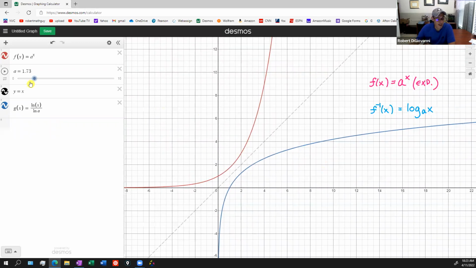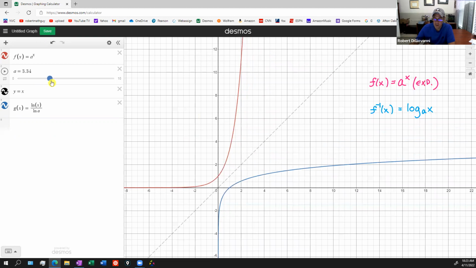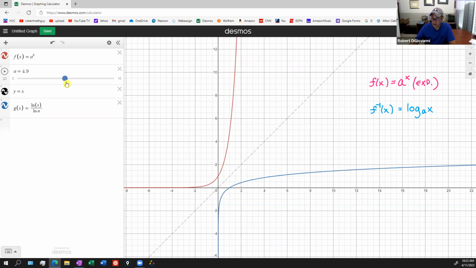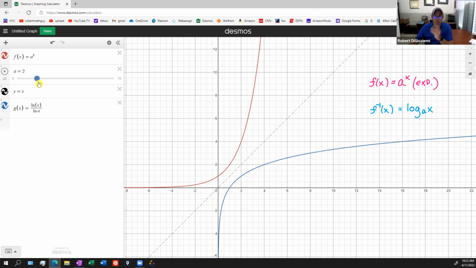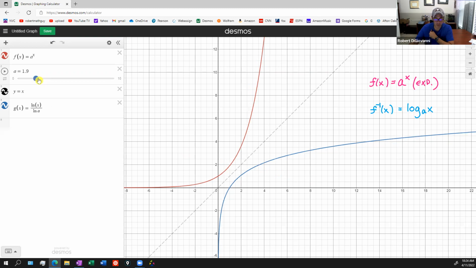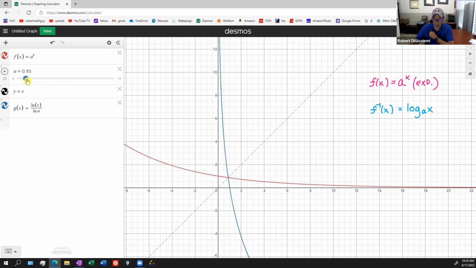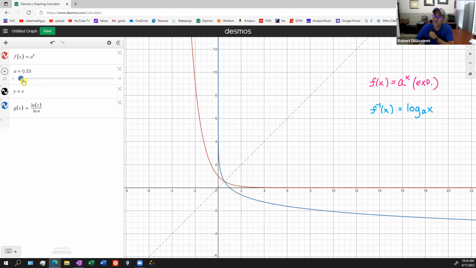Now watch what happens when I change a. The bigger a gets, the more rapid the growth is. Look how it changes the log. See that? Now, do you remember what's going to happen to the red one if I let a get less than 1? We're going to go from growth to decay, right? Watch what happens to the log. Are they still reflections? They are, right?